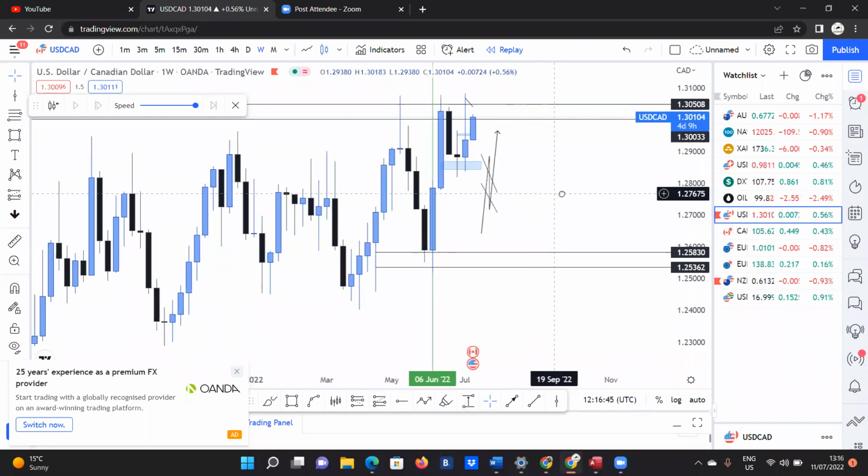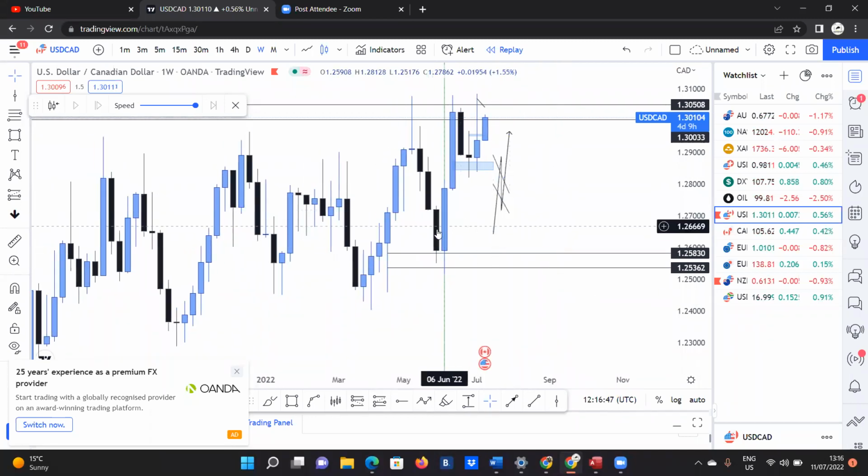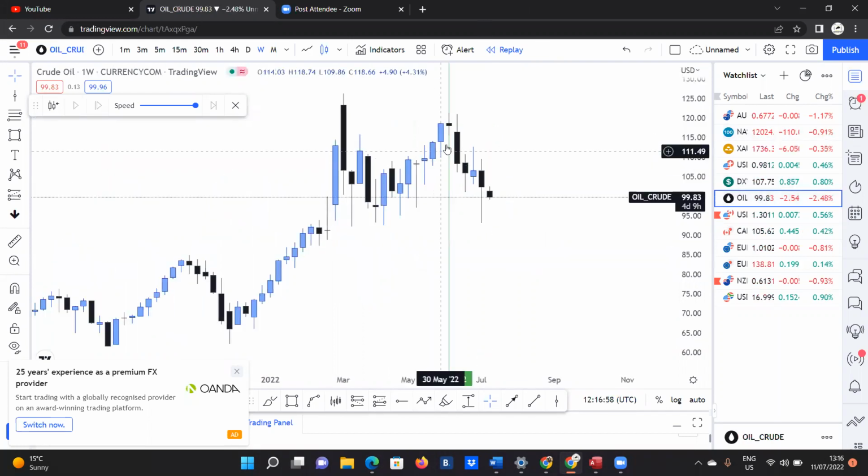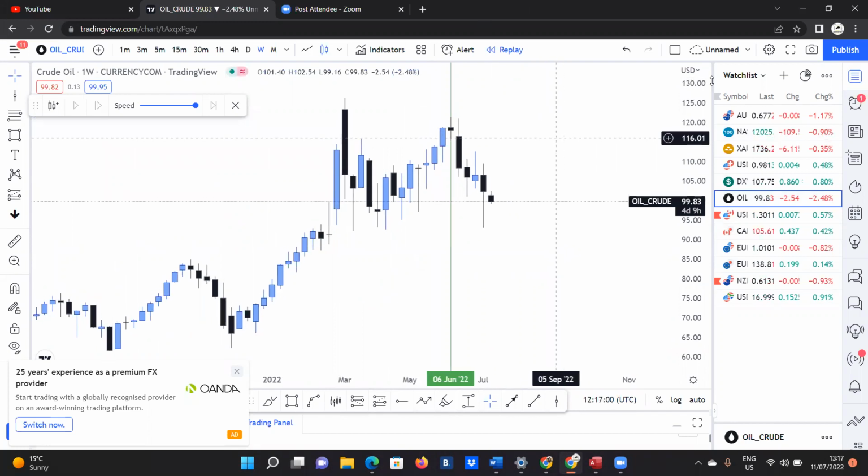Now on the 6th of June, we can see that USD CAD changed its direction from bearish to bullish, right? And let's check oil. We can see the same thing happens here. That's the first thing we need to do.